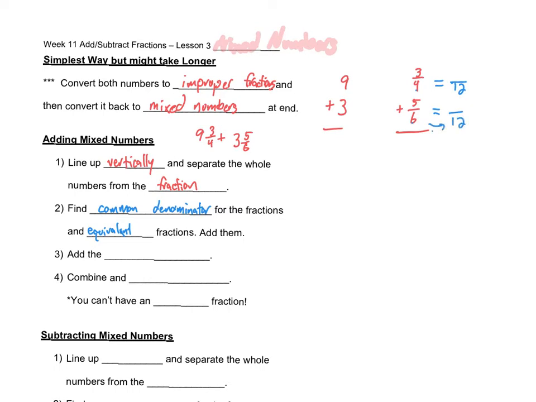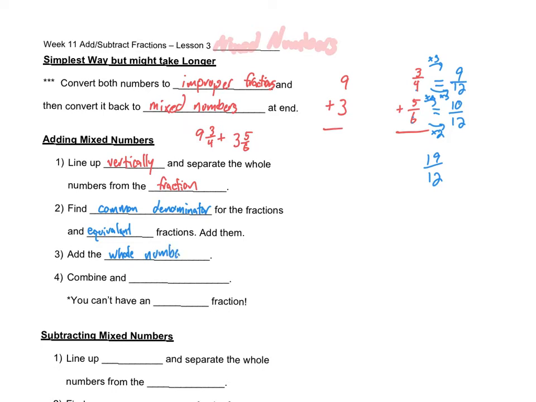So 6 times 2 is 12. 5 times 2 is 10. So that's my equivalent fraction, 10 twelfths. 4 times 3 is 12. 3 times 3 is 9. So now I'm going to add them. 9 twelfths plus 10 twelfths is 19 twelfths. Then we're going to add the whole numbers.